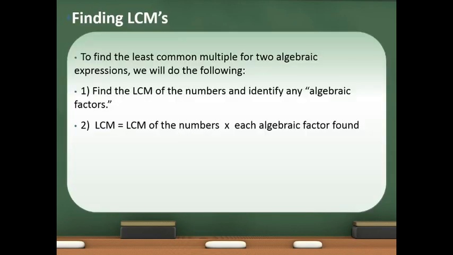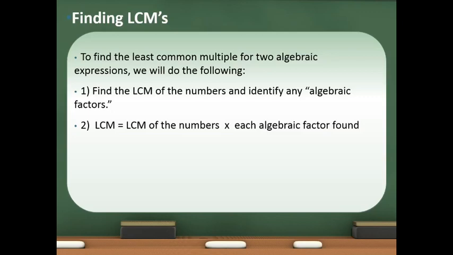First of all, we need to talk about how to find LCMs, because we're going to need this skill when we're doing these problems. To find the least common multiple for two algebraic expressions, we're going to do the following. First, we're going to find the LCM of the numbers, and then we'll identify any algebraic factors. The actual LCM will be the LCM of the numbers times each algebraic factor that we find. So let's see how this works.